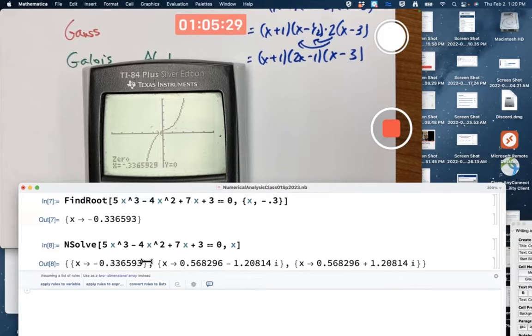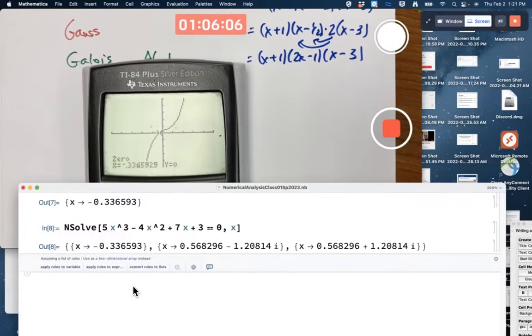Are those different things? NSolve solves it symbolically. Think quadratic formula or cubic formula or quartic formula. And then approximates the answer. It's an exact form, so to speak, and then approximates the answer. FindRoot is just a numerical approximation scheme. It doesn't try to find the exact answer. How can you find an approximation without finding the exact answer? There are ways. Newton's method. What about in Calc 1, maybe? Newton's method is one way.